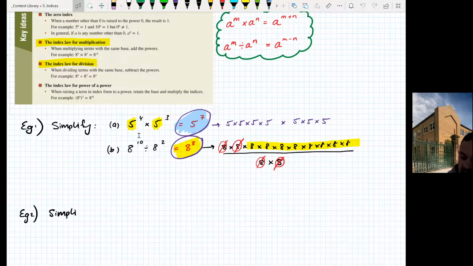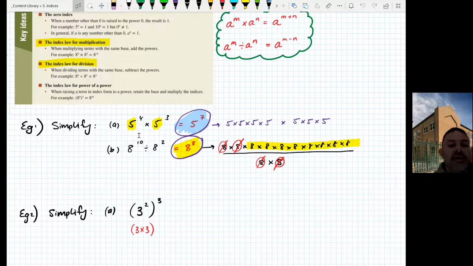I'm going to say 3 to the power of 2 to the power of 3. Okay. Now, what does that actually mean? Well, we know that 3 to the power of 2 means 3 times 3, right? 3 times 3. And yes, I know that makes 9, but we're going to leave it in that form. That's what 3 to the power of 2 means.